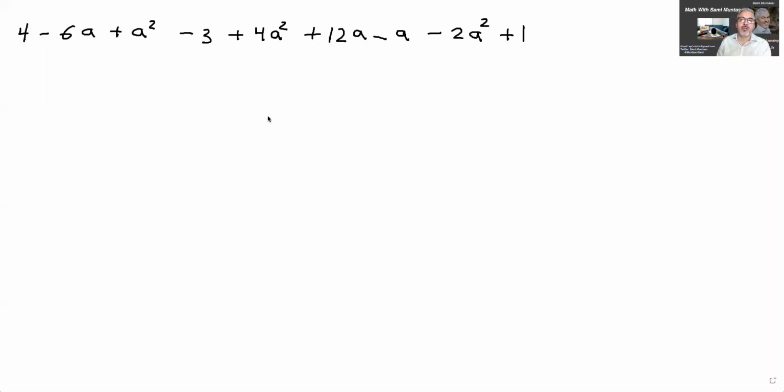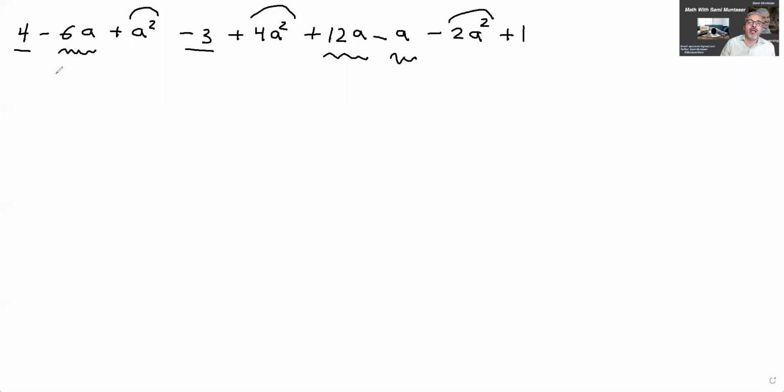So here's the first question, and what I do with this kind of question is look for like terms. So 4 and -3 are like terms. Now -6a, 12a, and -a. Remember, there's a 1 there that we don't write. These are like terms. And then anything that has a square, like the a squared, the 4a squared, and -2a squared, they're like terms.